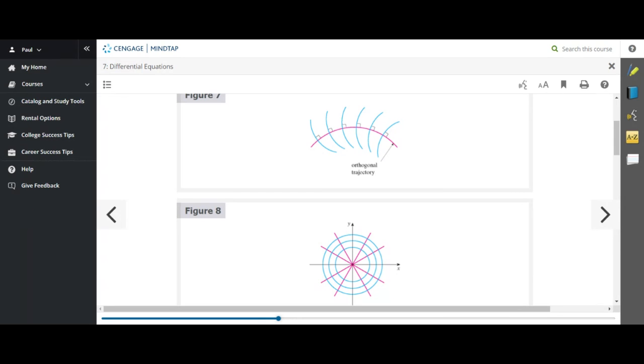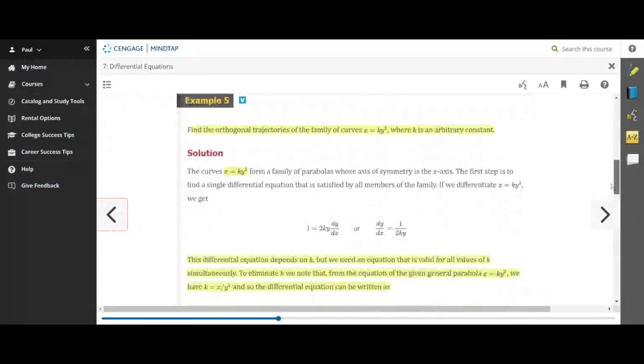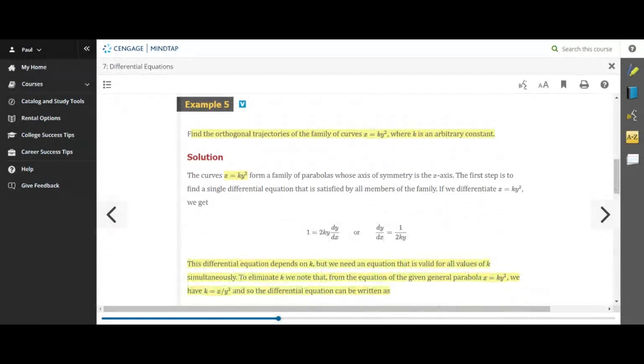Let's look at an example here. Example 5. They say, in this example, find the orthogonal trajectories of a family of curves where x equals k times y squared, where k is an arbitrary constant. So x equals k times y squared.